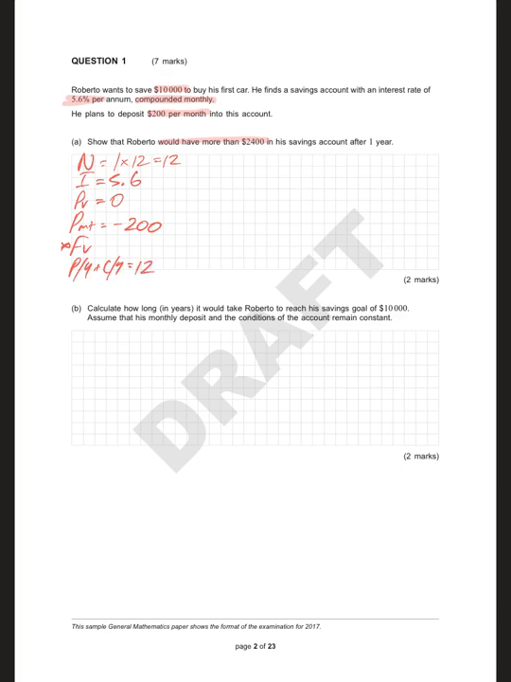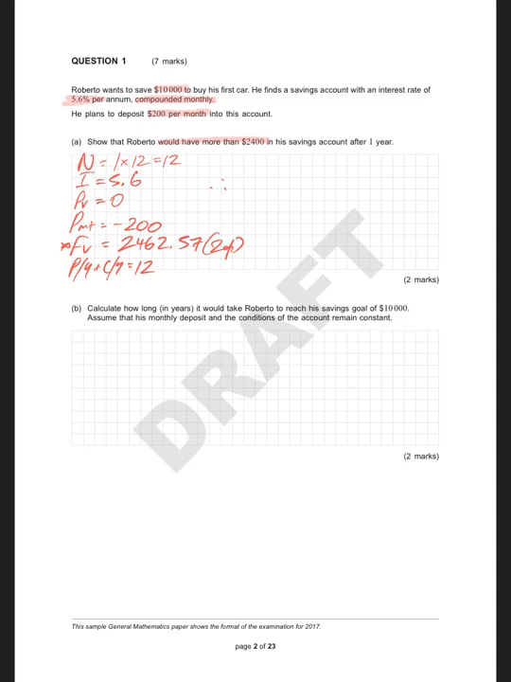Got the calculator out. I'm going to do this all completely live. I'll answer the questions with no pre-prepared solutions or anything like that. I'm doing it just like you would. 5.6, 0, PMT negative 200, 12 and 12. FV comes to 2462.57 to 2 decimal places.